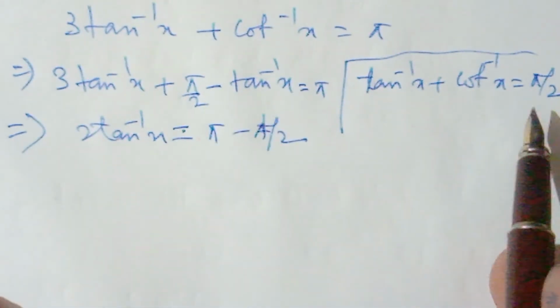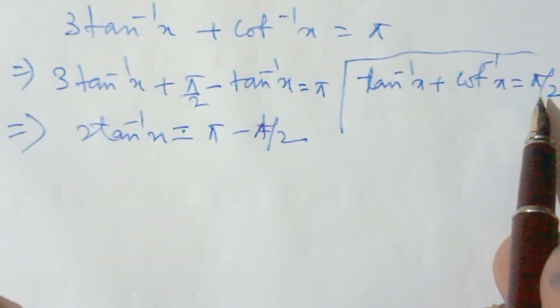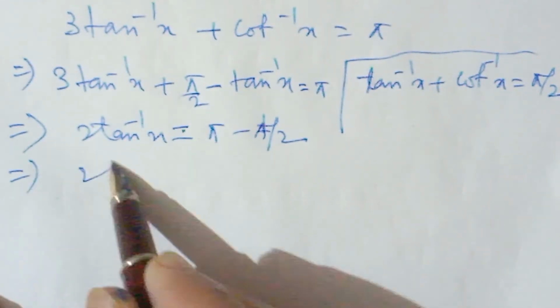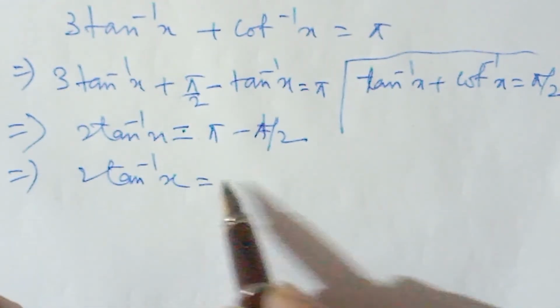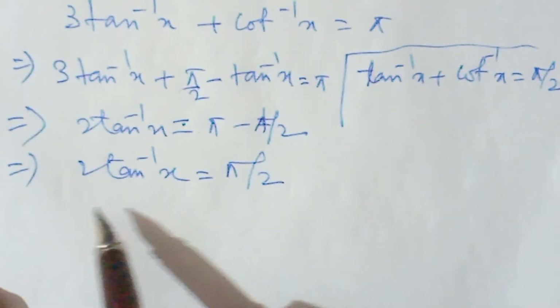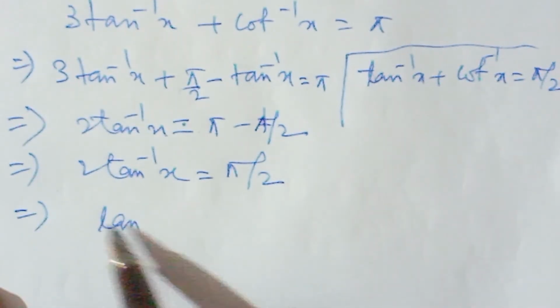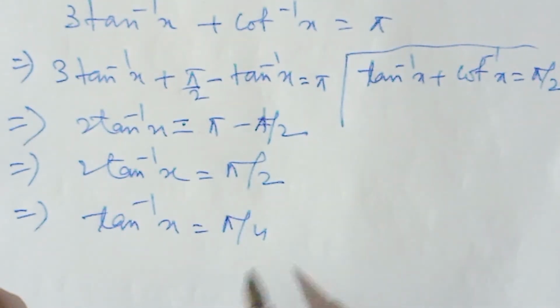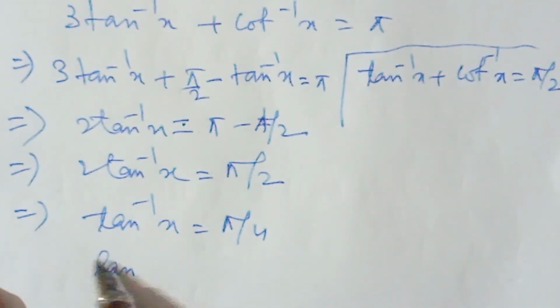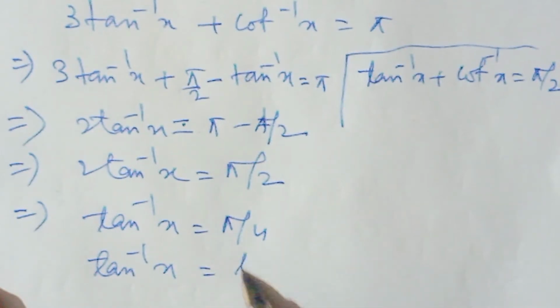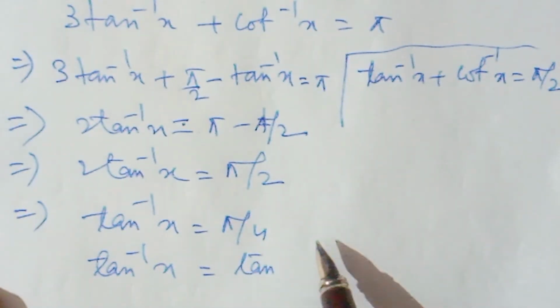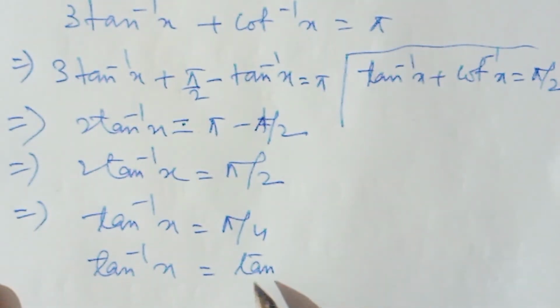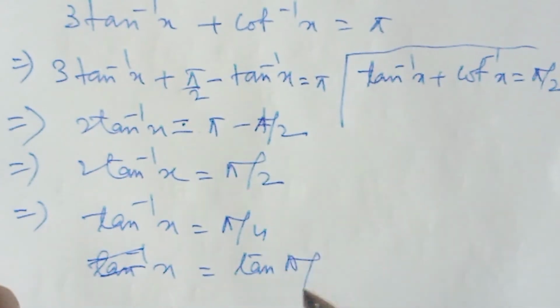The formula is this: tan inverse x plus cot inverse x is equal to pi by 2. Then 2 tan inverse x is equal to pi by 2. So tan inverse x equals pi by 4. Then tan inverse x is pi by 4, so x is equal to tan pi by 4, so x is equal to 1. So this is the answer.